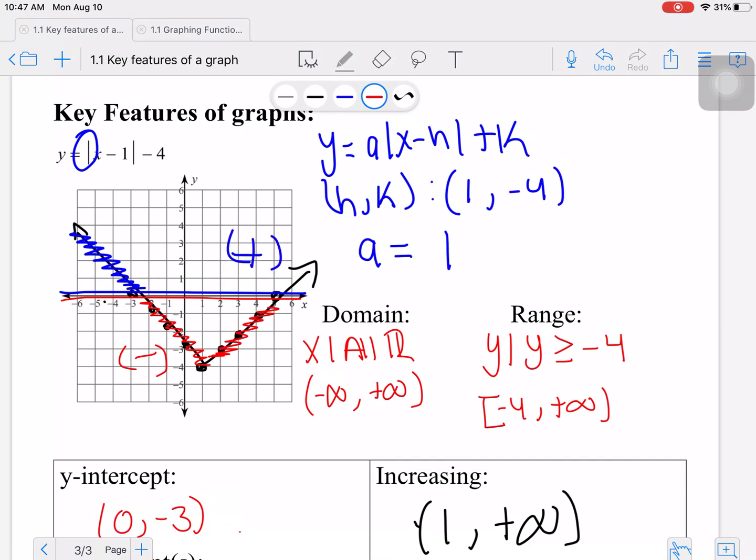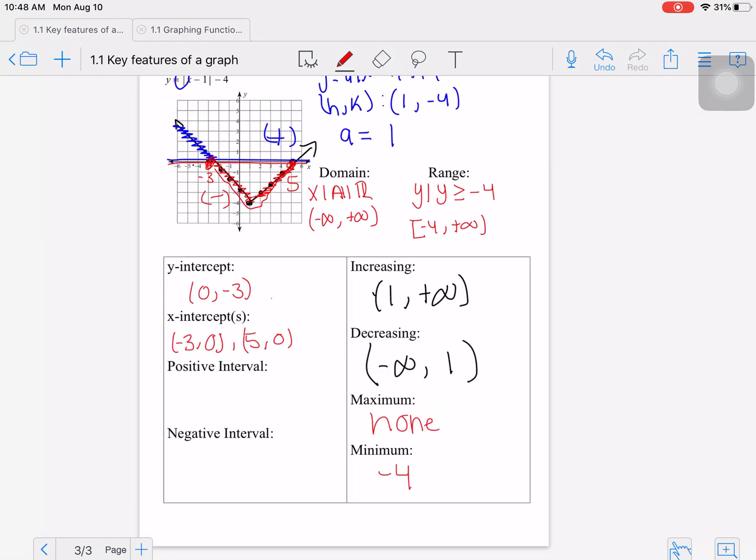Cool. So let's talk in terms of interval. Well, I can see that it starts being negative here, which is -3, and then it's negative, negative, negative, negative, and then it stops being negative right here, which is 5. So my function is negative from -3 comma 5.